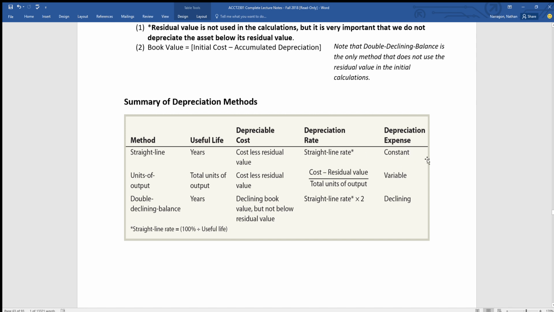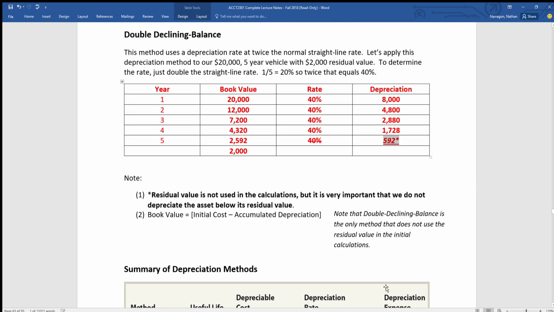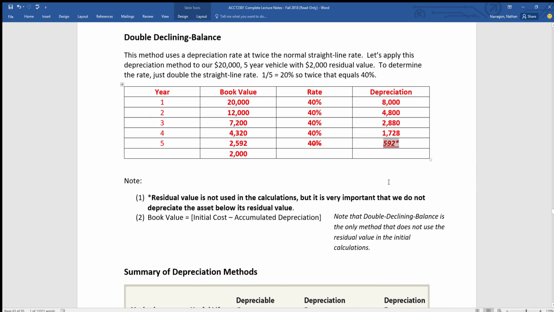This one's going to be constant. This one's variable depending on the output, mileage, and all that. And this one's declining. So again, it declines very fast. Okay, so it's basically used for if we need a lot of depreciation in the first year, and then move on.